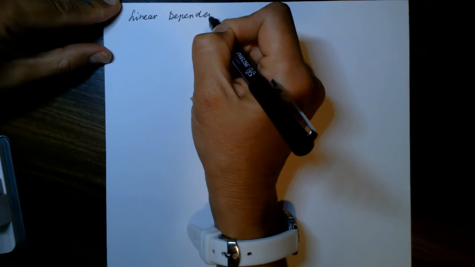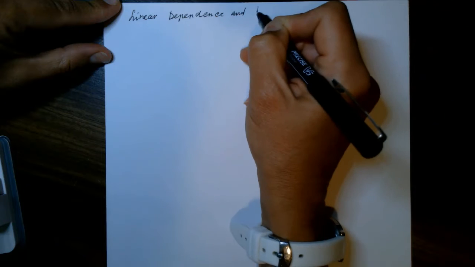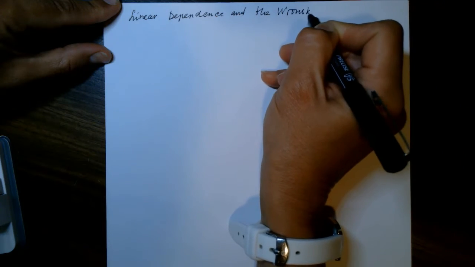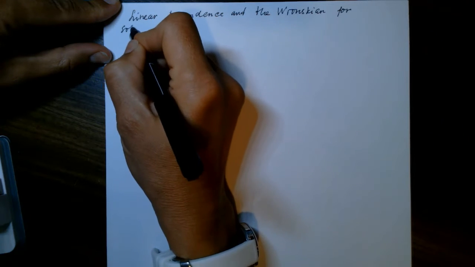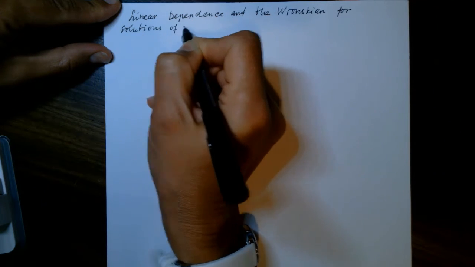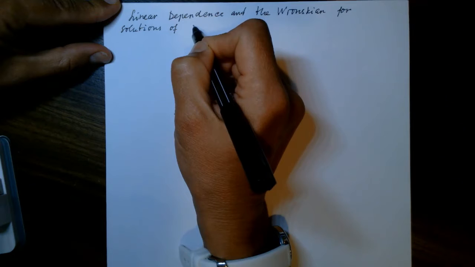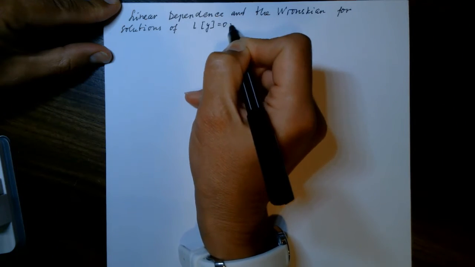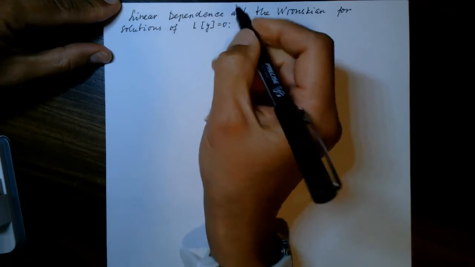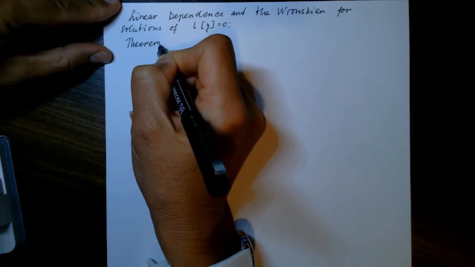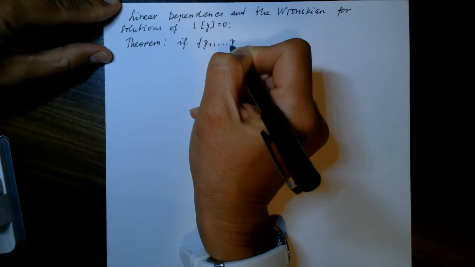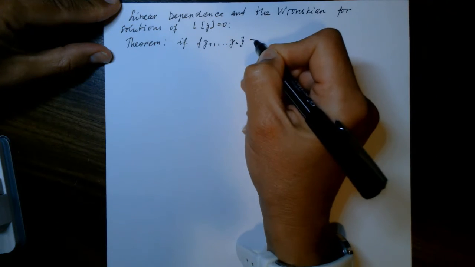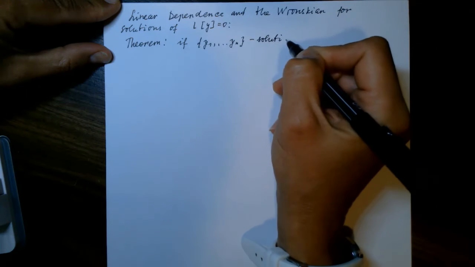We're not going to prove a general theorem about Wronskian and linear dependence. So, linear dependence and the Wronskian for solutions of our differential equation. We're not going to consider the Wronskian for all possible functions, like we just did with systems, right? We're going to consider only solutions. Well, for solutions, the Wronskian is going to look very nice actually.